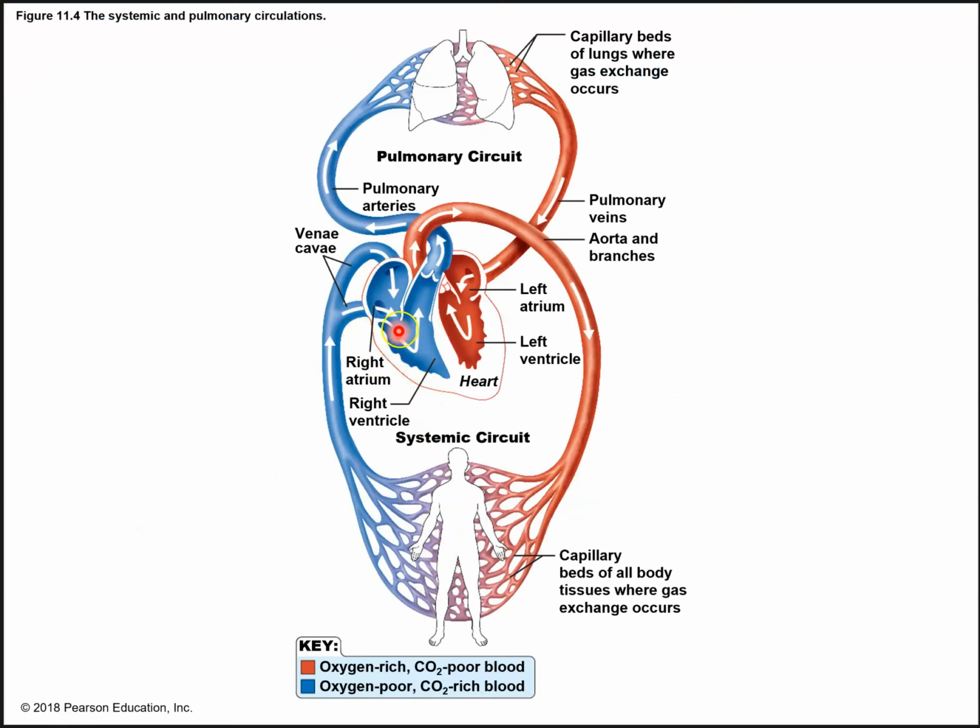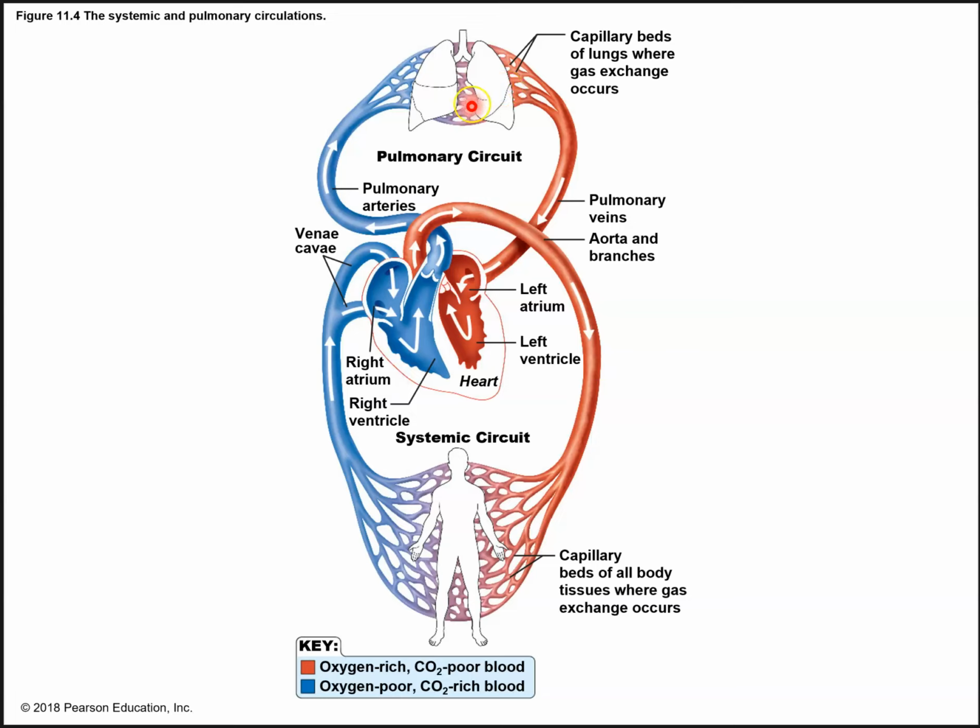So this picture over here shows the pulmonary circuit and the systemic circuit. The pulmonary circuit involves pumping blood to the lungs. Right over here, that's the right ventricle. It's the pumping chamber. Blood is pumped from the right ventricle through the pulmonary trunk, and the pulmonary trunk divides into left and right pulmonary arteries, and the pulmonary arteries carry blood to the left and right lungs respectively.